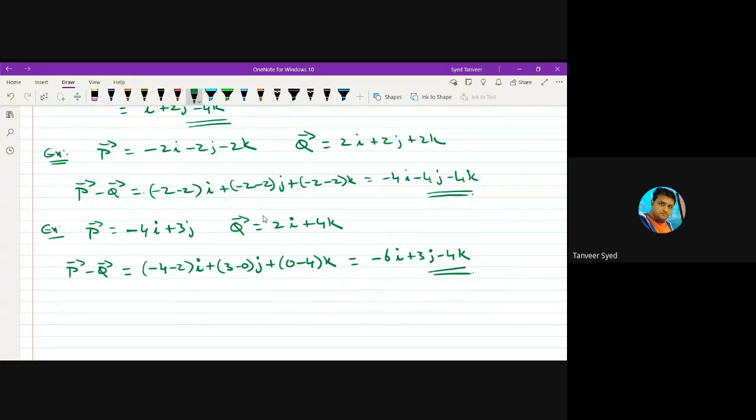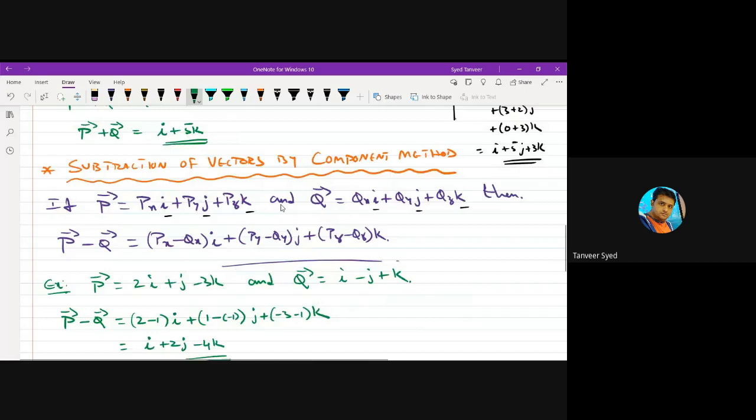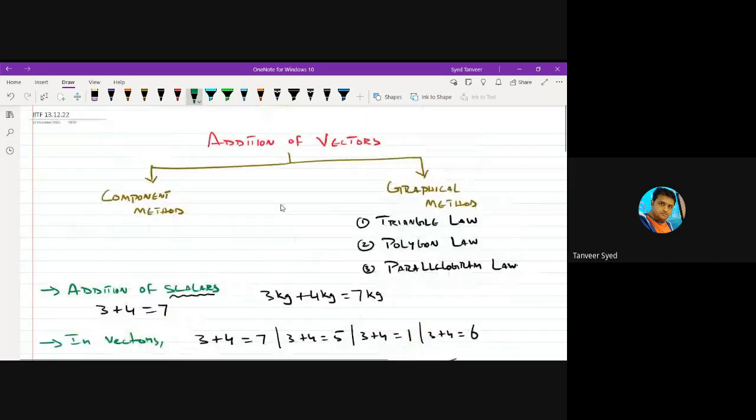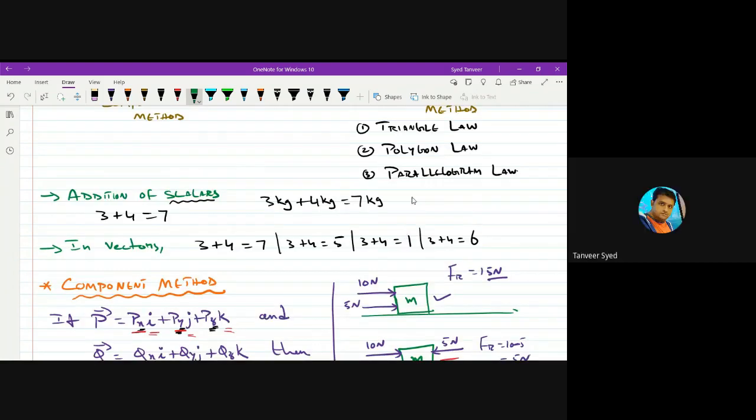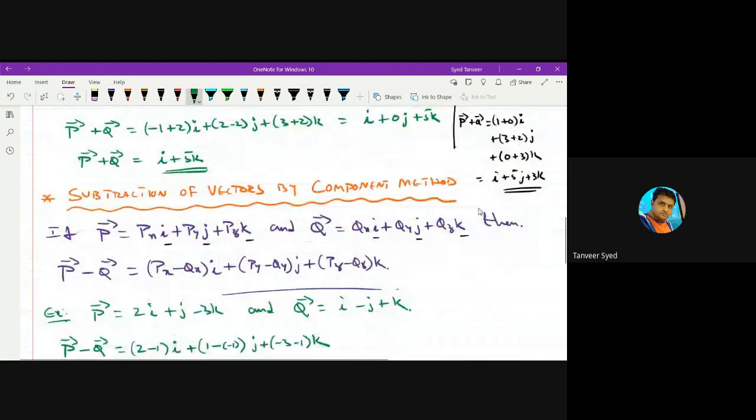Next, the second method of addition, which is the graphical method. In this, we have three laws: triangle law, polygon law, and parallelogram law. First of all, let us see the triangle law of vector addition.